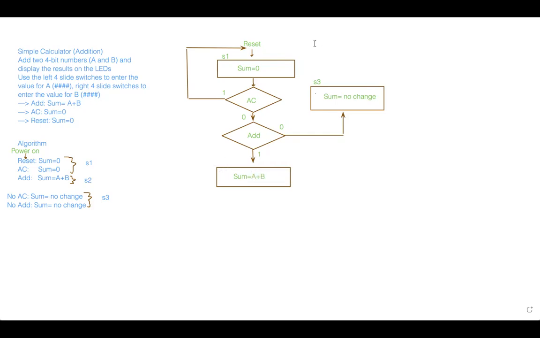And so this would be our state 2. So we have all the states labeled: state 1, state 2, state 3. Now, from state 3, no change. Now it's going to go back and check again if the user pressed AC or add, because it's going to be continuously checking. So we're going to have our 2. Remember, AC had higher priority, so it's going to come first.